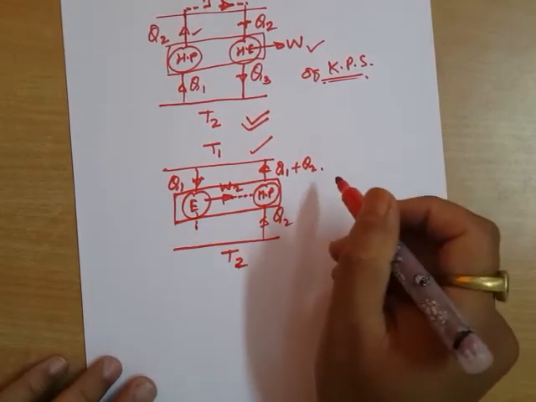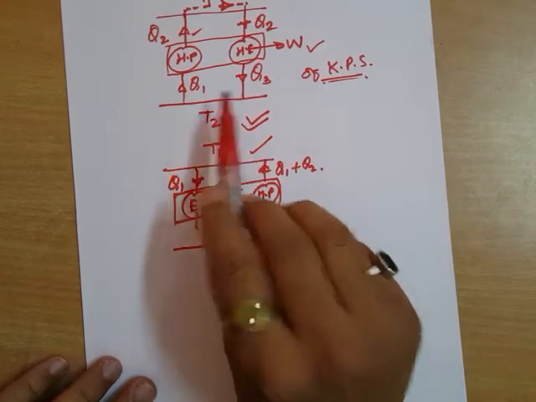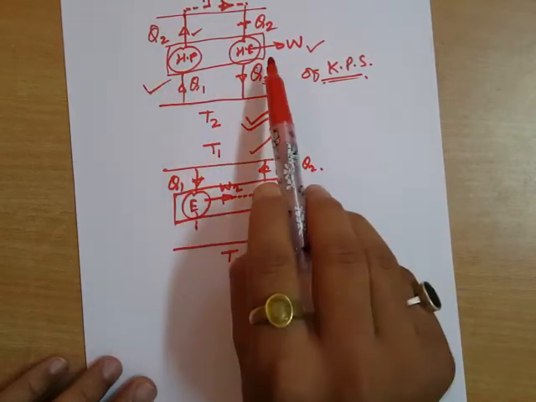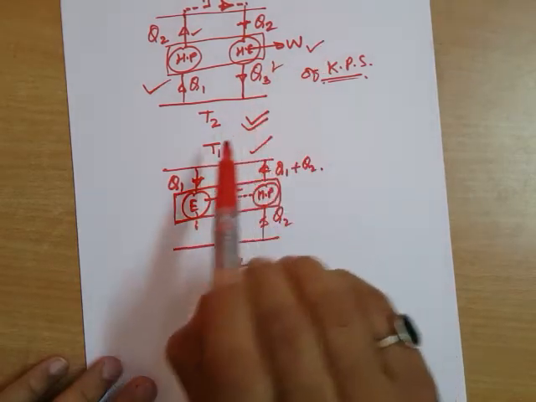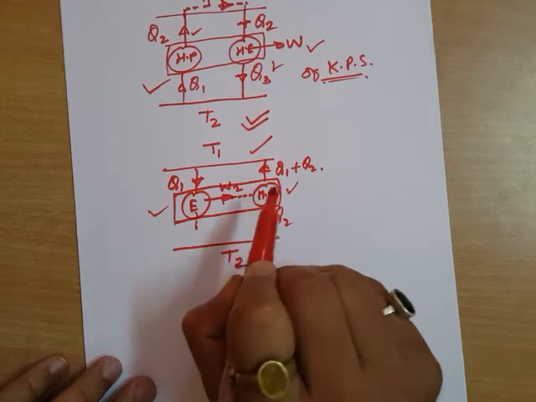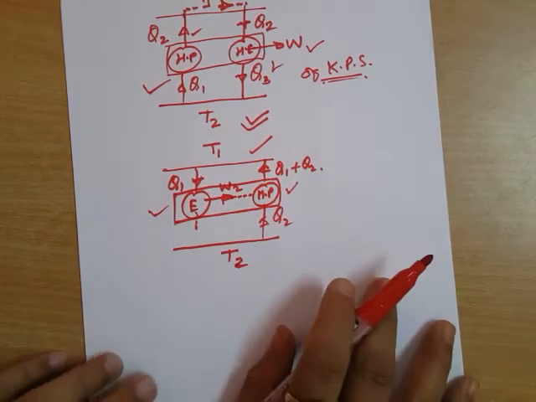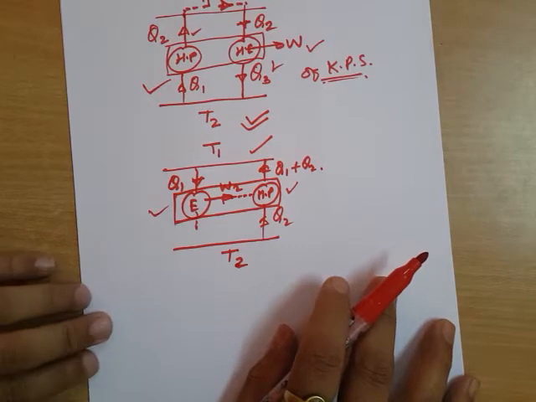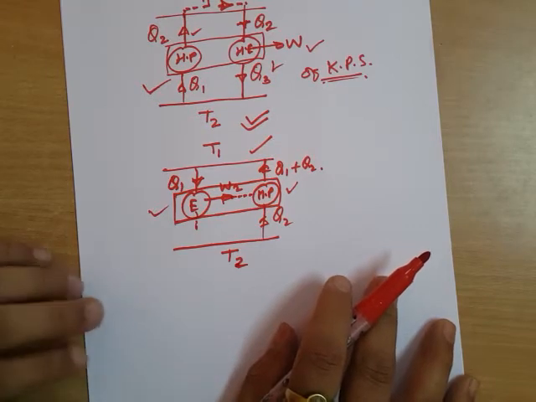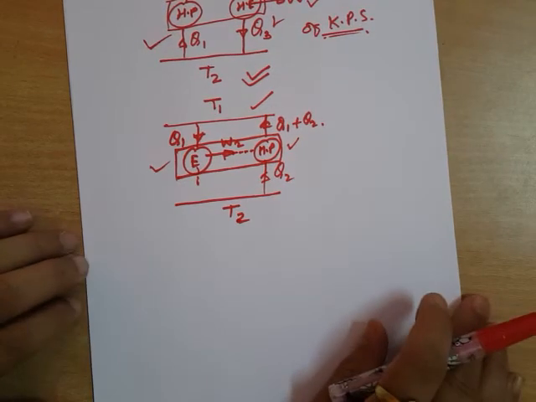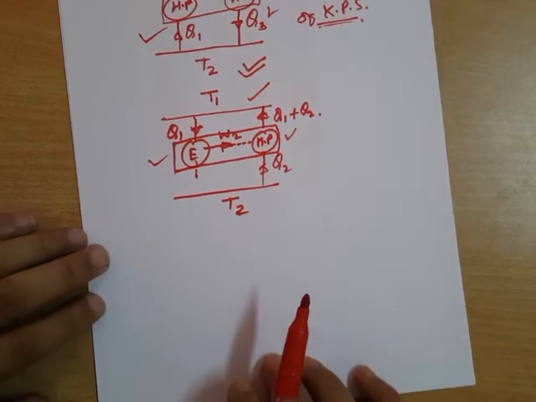So we have seen that the violation of one statement leads to the violation of the other. That is, if the Clausius statement is violated, Kelvin Planck will automatically get violated, and if Kelvin Planck is violated, then the Clausius statement will automatically get violated. So hence these two statements are not independent. They are the same: violation of one leads to the violation of the other, and vice versa.